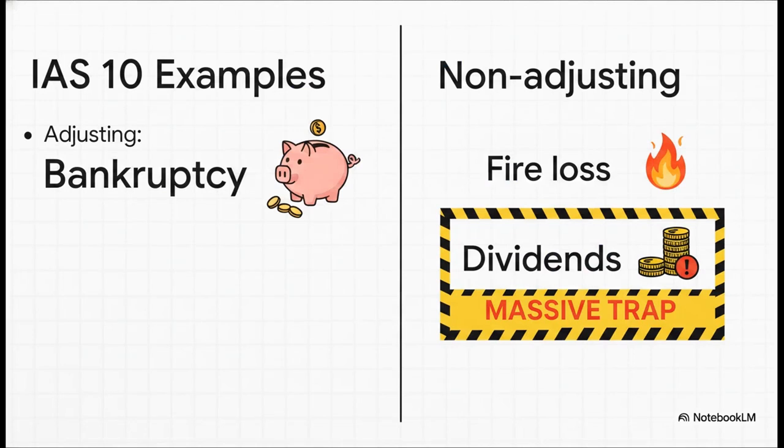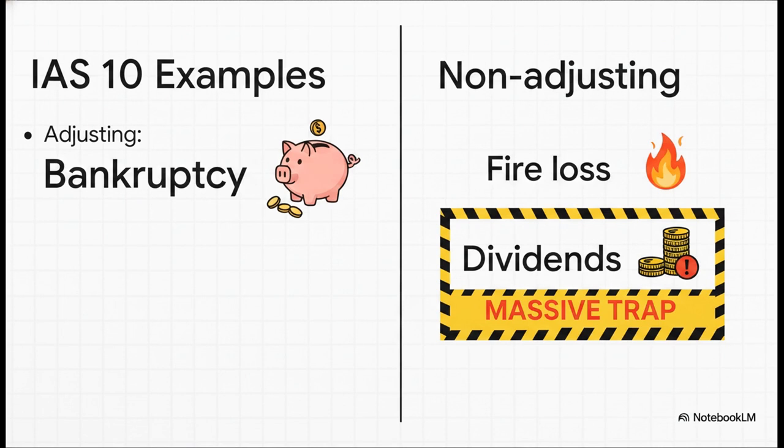Let's speed through a few classic examiner examples. A customer goes bankrupt after year-end. That is usually adjusting, because it proves they were already in bad financial shape at year-end. Settlement of a court case, adjusting. But what about a fire loss after year-end? Non-adjusting, because the building was perfectly fine on December 31st. A major acquisition or a sudden change in tax rates, also non-adjusting.